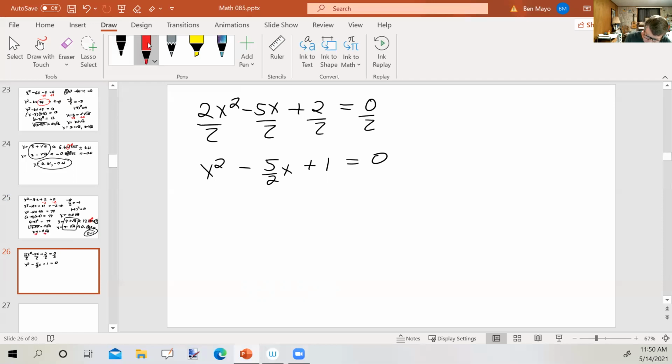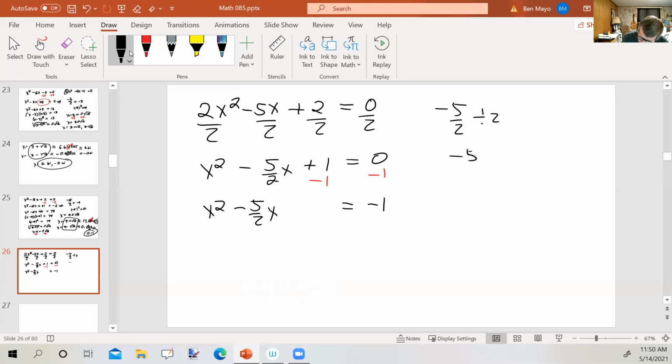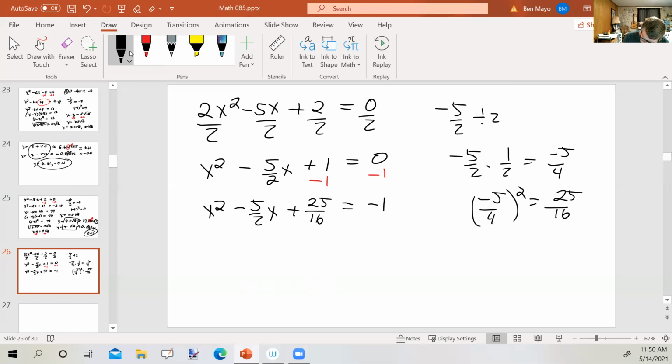The next thing I'm going to do is move the constant term to the other side of the equation, and again, leaving a gap. The next thing I'm going to do is take the coefficient of the linear term, that is of the x term. I'm going to divide it by 2, which is like multiplying it by a half. I'm going to take that number and square it and add it to both sides of the equation.